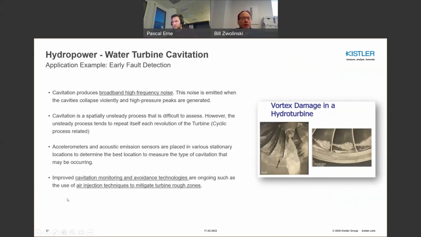Okay. So anyway, the cavitation produces the broadband high frequency noise that I referred to. It's often a spatially unsteady process, so there's a lot of investigation into that. It's really not a homogeneous type of event. And certainly, as I said, accelerometers and AE sensors are mounted not only maybe at the shaft, but at other stationary locations.